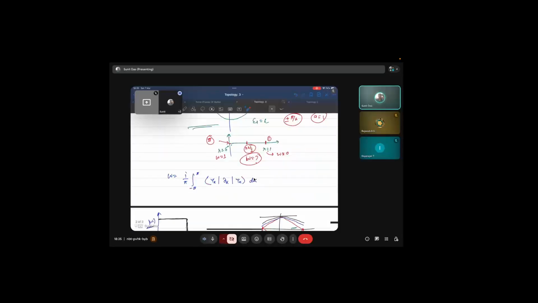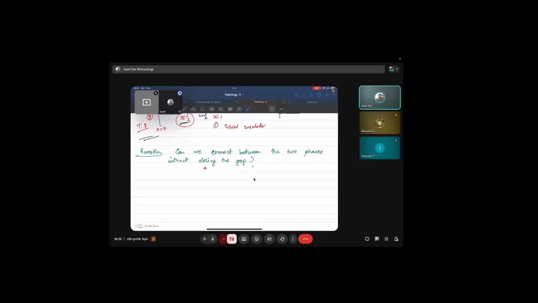So the question boils down to this: can we connect between these two phases without closing the gap? Meaning I was at insulator one phase, trivial insulator phase, let's say. Can I go to the topological insulator case without crossing the metallic regime? I'll not be having any metallic regime. We'll just smoothly go from topological insulator to trivial insulator or vice versa. In between there will not be any metallic state. So that's what we want to address, and then this will clear the other parts of the story, bulk edge correspondence, and then symmetry protected topological phase.